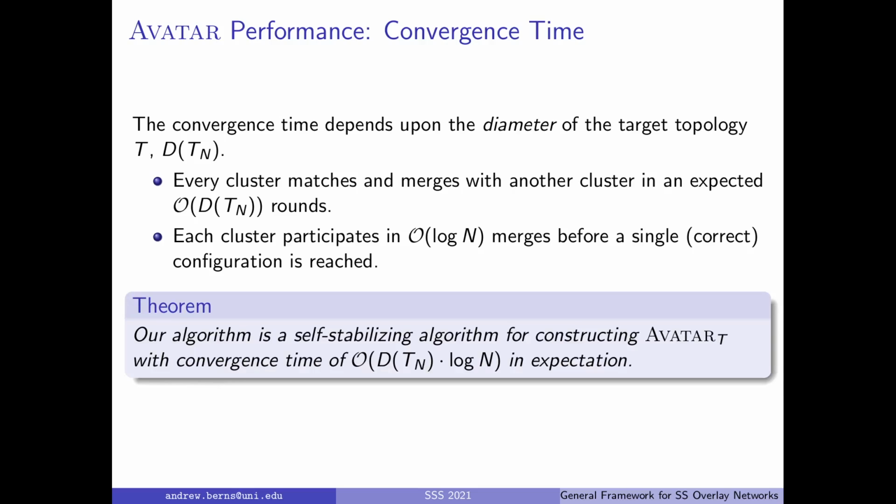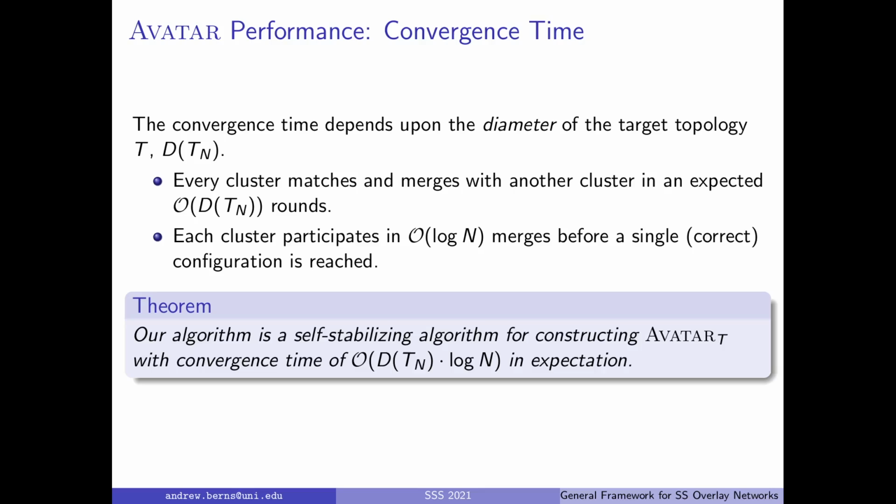And what we end up with is, if we take the cluster, match, merge, repeat algorithm, it will build any arbitrary target topology T with a convergence time on the order of d_T(n) times log n in expectation. So said in another way, if I have a target topology T that I'm trying to build, I can build that in log n times the diameter of my target topology. So you pick the target topology, boom, there's your self-stabilizing algorithm and the time complexity.